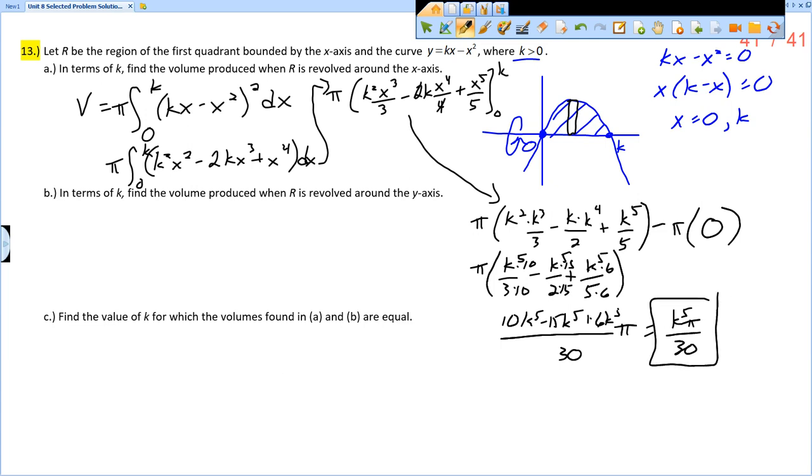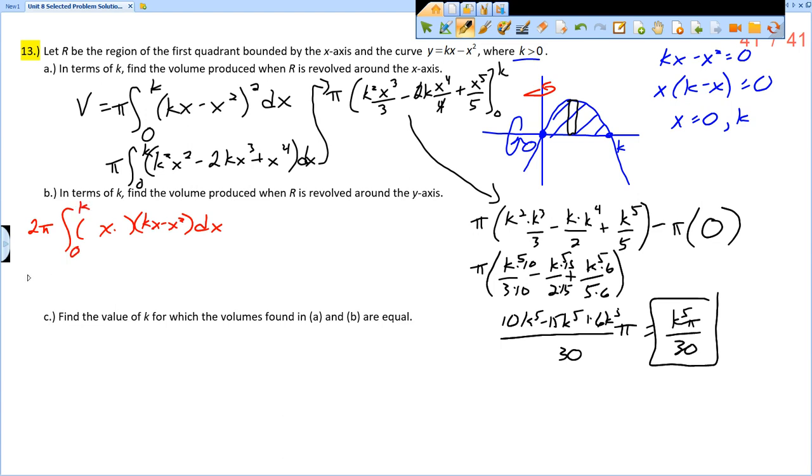In terms of k, find the volume produced when r is revolved about the y-axis. All right, so now the y-axis, if I'm going around that, I'm going to use the shell method. So I'm going to take 2 pi times the integral of the radius times the height with respect to x. I'm still just going to use dx. The radius is x units from the y-axis, and then the height would once again be kx minus x squared, and then we're going to integrate from 0 to k.